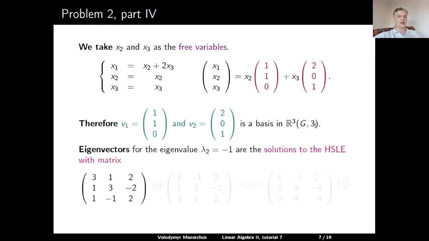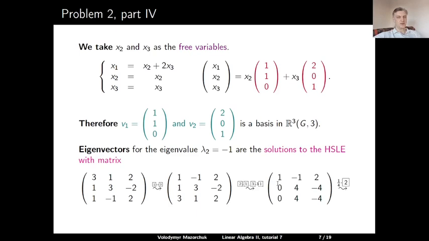Now let us determine the eigenvectors with eigenvalue -1. These are the solutions to the homogeneous system of linear equations, which we get when we take the matrix of our linear operator and subtract -1 on the main diagonal. So we get the matrix 3, 1, 2, 1, 3, -2, 1, -1, 2. So we swap the first and the third rows and use this 1, which we now have in position 1, 1, to kill all other elements in its column.